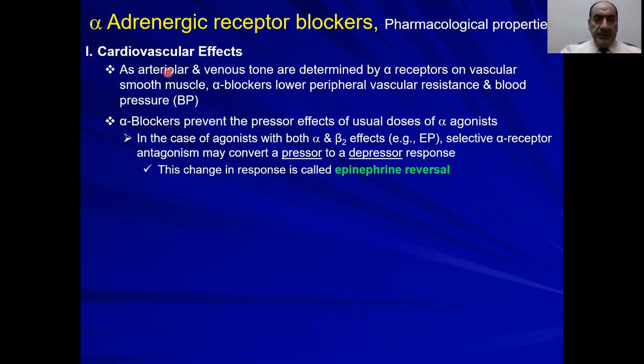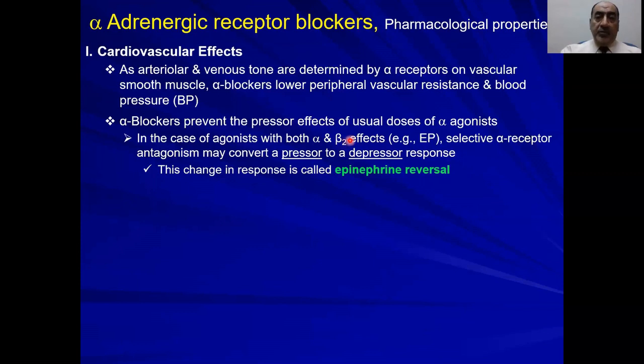Regarding the blood vessels, the normal sympathetic response is to cause vasoconstriction of arterioles and venules, right? So the opposite will be vasodilation, right? Which will lower the peripheral vascular resistance and hence the blood pressure. They also can prevent the pressor effect of usual doses of alpha agonists, specifically the mixed agonists such as epinephrine.